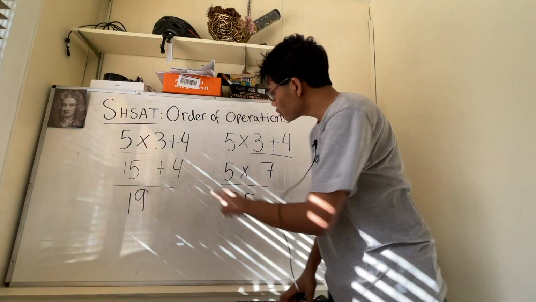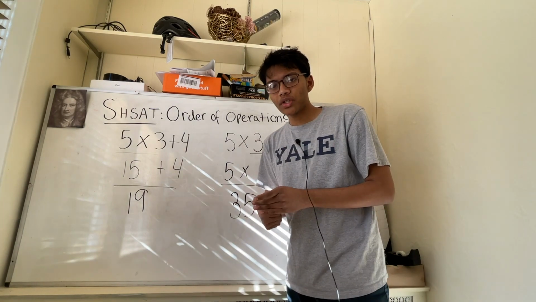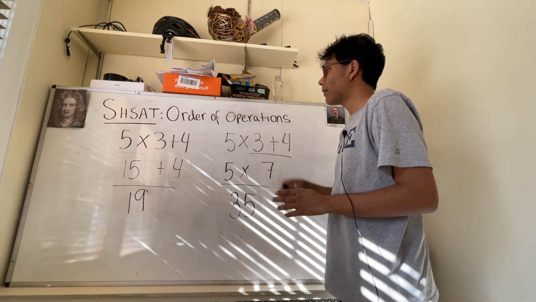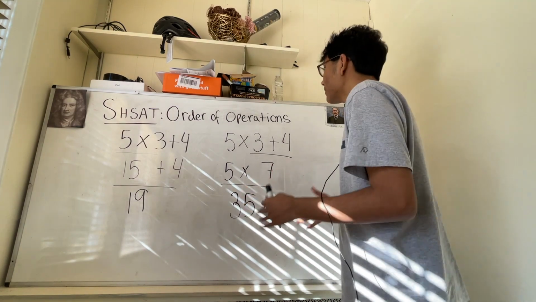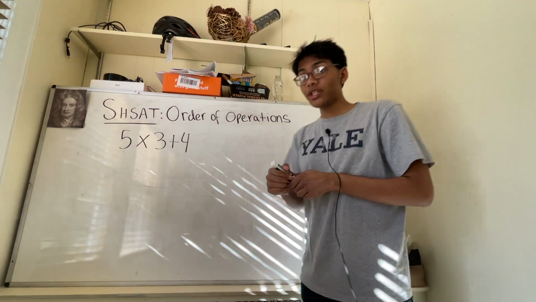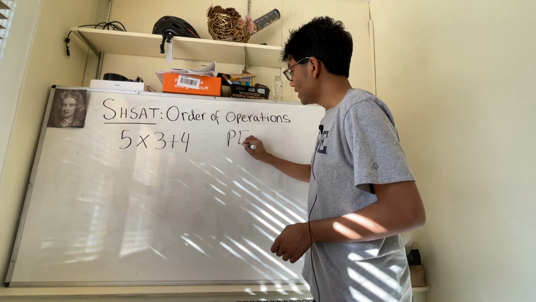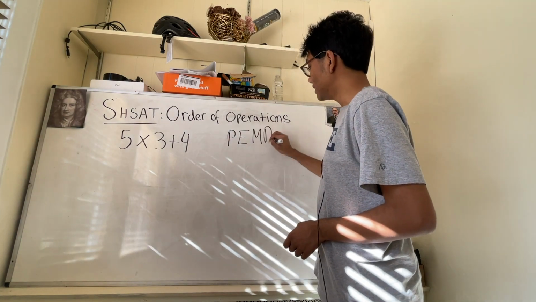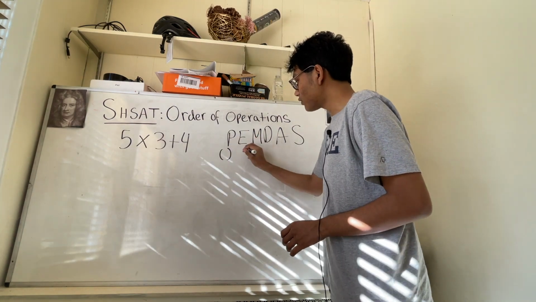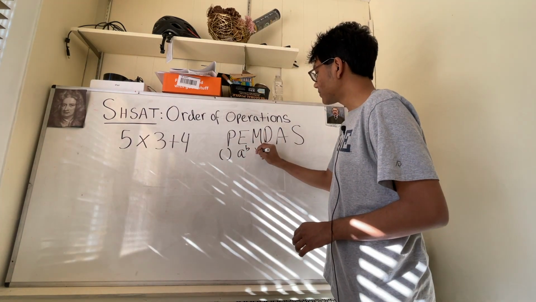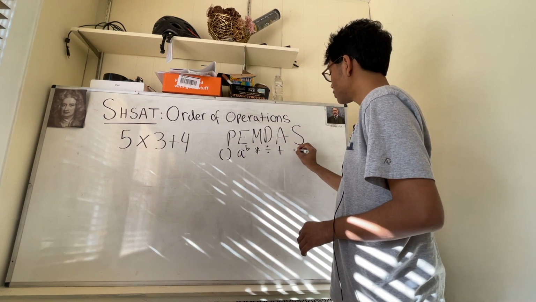Alright folks, so which one of these two answers is the right one? Well, to answer that question, we need the order of operations. The order of operations tells you which way you should do a math problem. Now, the order of operations tells us to do steps in this order: P, E, M, D, A, S. P for parentheses, E for exponents, M for multiplication, D for division, A for addition, S for subtraction.